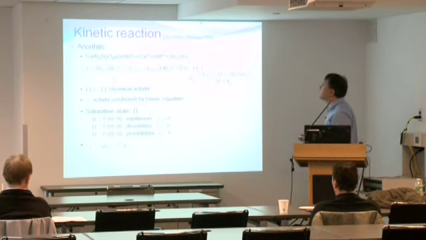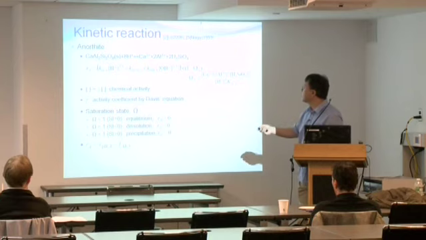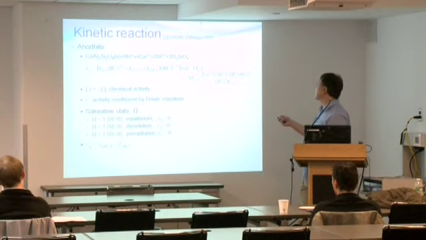There are two kinetic reactions. The first kinetic reaction is the anorthite reaction. This is the chemical equation of the anorthite reaction. This is the anorthite mineral. And when it dissolves, it consumes the hydrogen ion and it produces this calcium, aluminum, and silicic acid. And then this is the reaction rate equation.